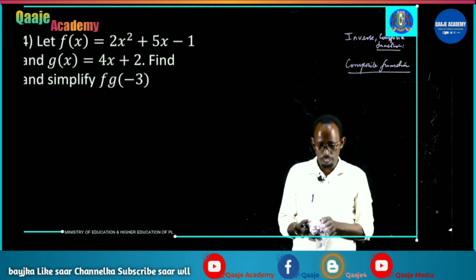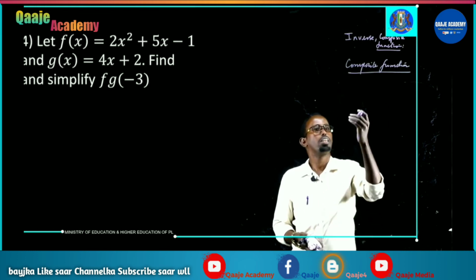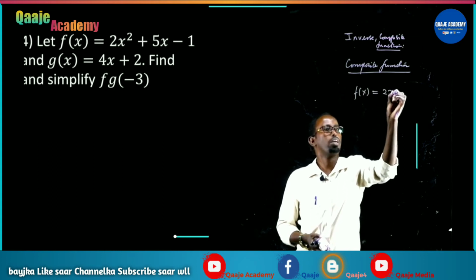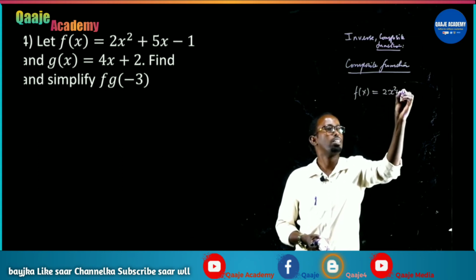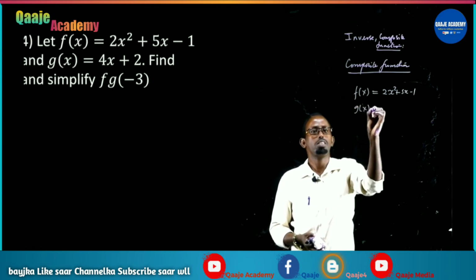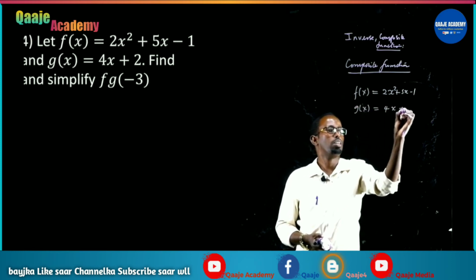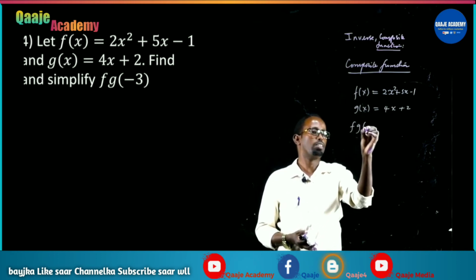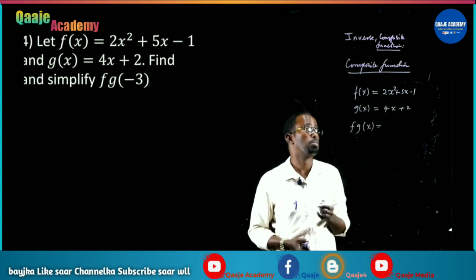The question: f of x is equal to 2x squared plus 5x minus 1. g of x is 4x plus 2. Then we are told to find fg of x. Let's first of all find this one.